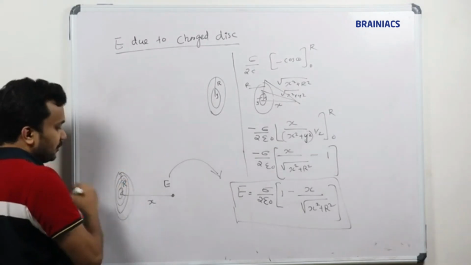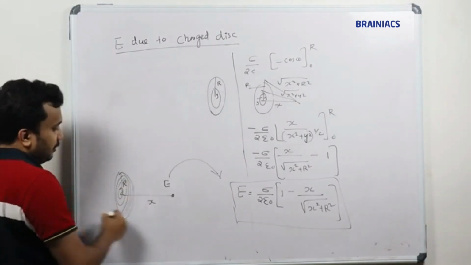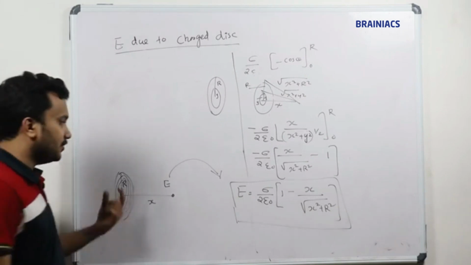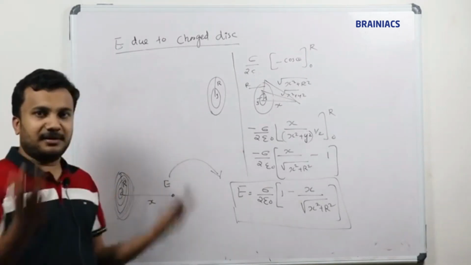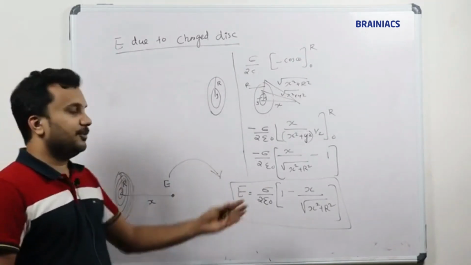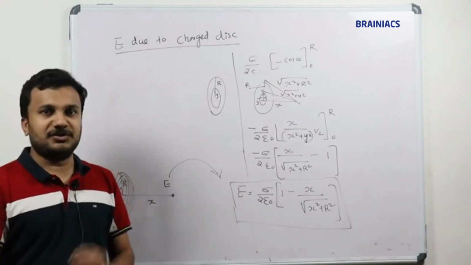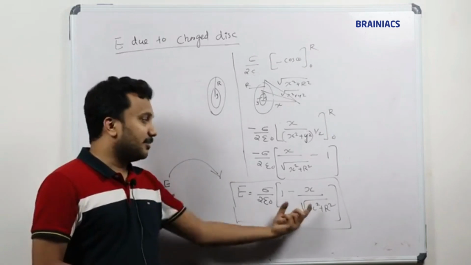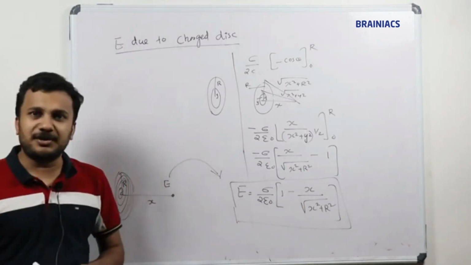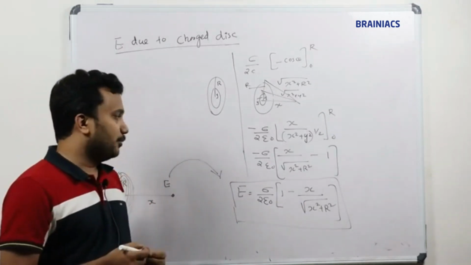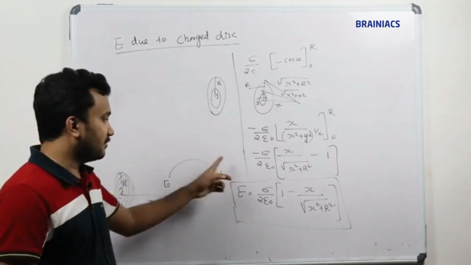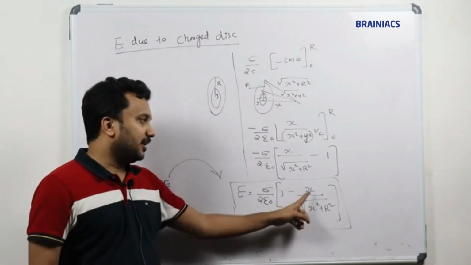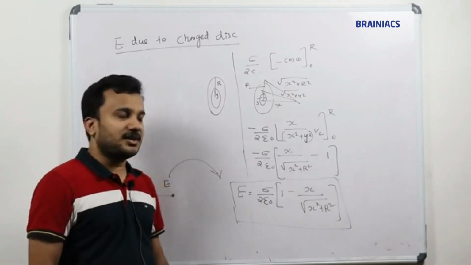Okay, a disk will consist of many rings. So where we started with one ring and we are integrating all over it, and finally we got a disk. This is the derivation, and this is the final expression for a disk. Remember this one, not very frequently asked, but it is quite important to remember this expression: sigma by 2 epsilon 0 into 1 minus x divided by root of x square plus r square.